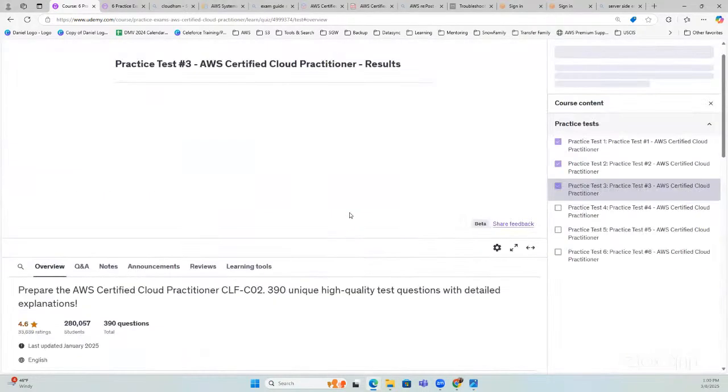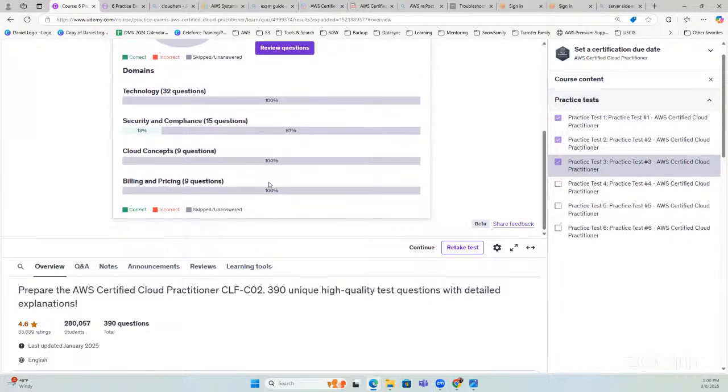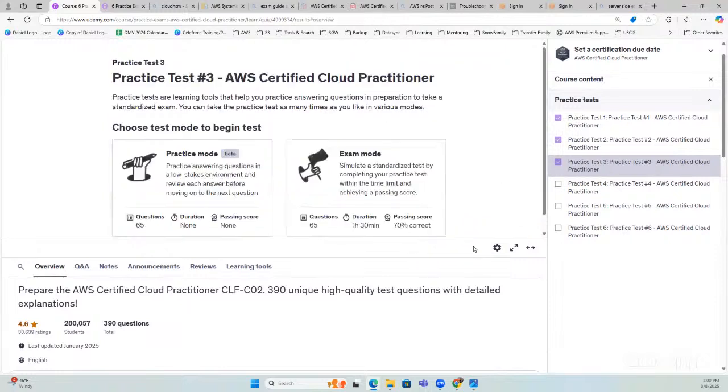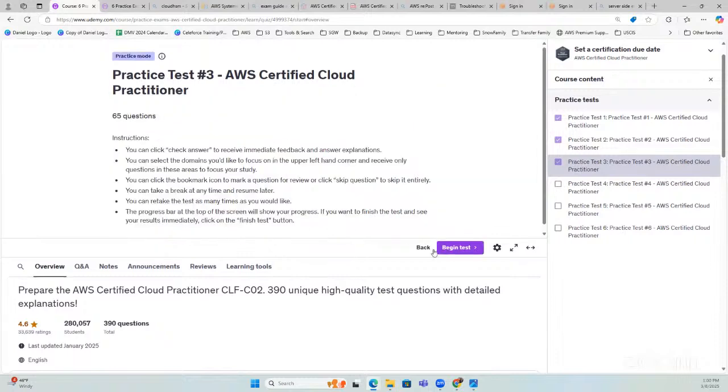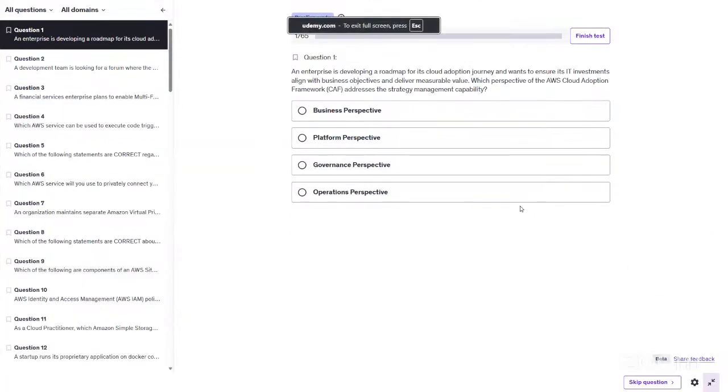We will see that we failed, but we can see we actually got all the questions. Oh, we missed one. Which one did we miss? Okay, the question I saw that I didn't answer. So let's take this quiz again. Retake test in practice mode and begin test. Okay, so the questions have switched up.